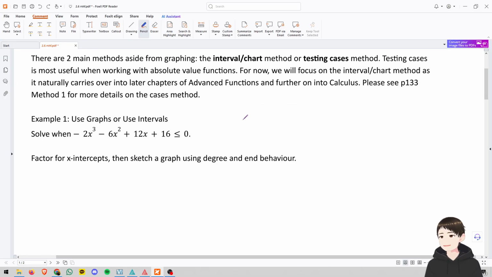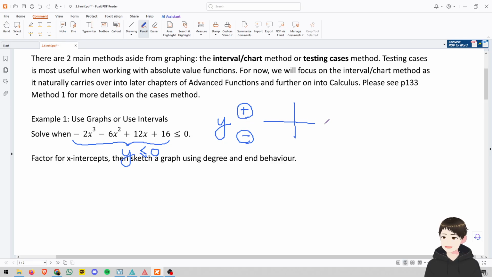When you're doing inequalities, you're saying, hey, when is this equation less than or equal to 0? That's like another way of saying, hey, when is the y value going to be less than or equal to 0? That's another way of saying, hey, when is the y value a negative number versus when it's a positive number? Why is that important?